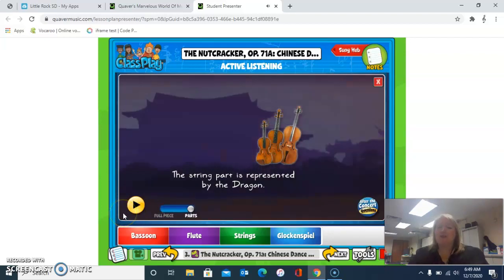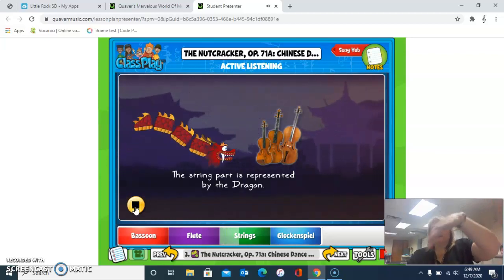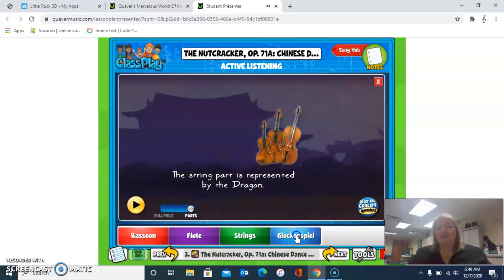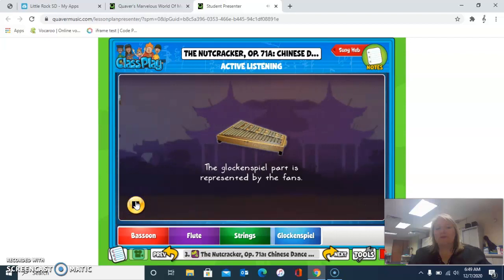Do you hear how the dragon, the melody with the dragon, was moving up and down? We've talked about how melody can move, and so we're showing how melody can move. So let's listen to that again. Listen to how the melody is moving up and down, and the dragon is showing that. Here we go. Nice. And then we're going to listen to the glockenspiel.